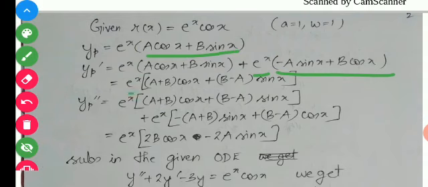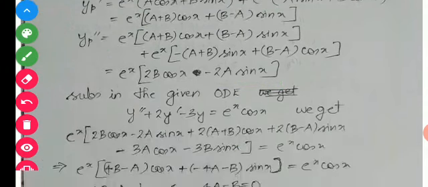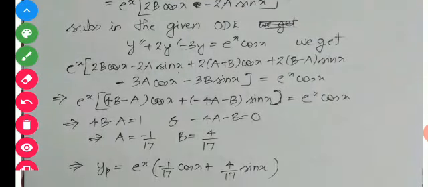Now that in simplified form comes out to be e raised to x into a plus b times cos x plus b minus a times sin x. In similar terms, you will have to find yp double dash also. Yp double dash comes out to be e raised to x into 2b cos x minus 2a sin x. Now what you have to do is you have to substitute all these in the given ordinary differential equation. That is, your given ordinary differential equation is y double dash plus 2y dash minus 3y equal to e raised to x cos x.